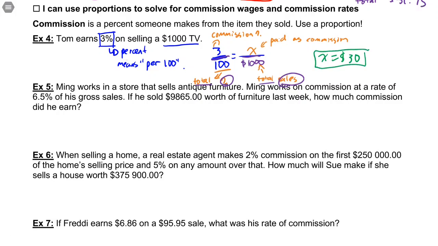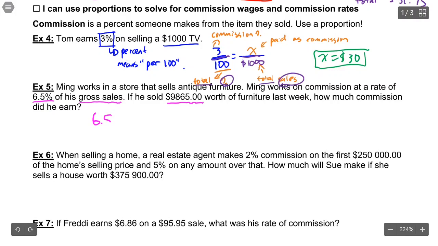All right, so let's move on to a slightly trickier example. Ming works in a store that sells antique furniture. Ming works on a commission rate of 6.5% of his gross sales. So that means just the total that he sells. If he sells $9,865 worth of furniture, how much commission does he earn?